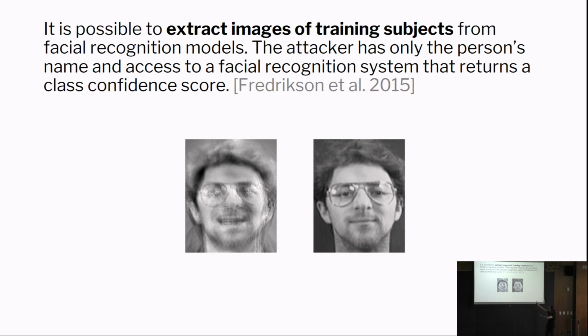And so what Matt Fredrikson showed is that if the attacker has access to the name of a person in this database, so maybe the name is this guy, Bob, whose image was used to train this neural network, and access to the facial recognition system that returns some class confidence score, it was able to extract this image of this guy in the database just by using his name and this black box access to the facial recognition system, which I think is pretty amazing. These are pretty similar, given just black box access to this facial recognition system.